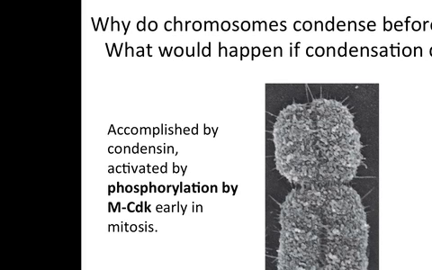And so this is accomplished by condensin, which is a protein which binds to the DNA and helps to condense the chromatin into these chromosomes. That's condensed chromosomes right there. And that's activated through phosphorylation by M-CDK. So what's one of the targets of M-CDK? Condensin. Does that make sense that M-CDK is going to activate chromosome condensation?